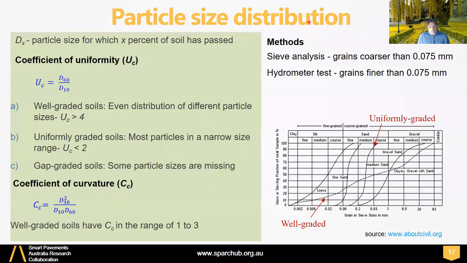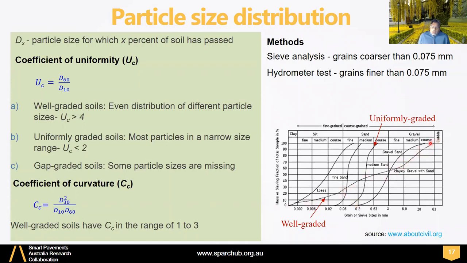So particle size distribution is a very important aspect in granular materials as well as soils. As you can see in this picture here, we have the particle size distribution chart, percentage passing on the y-axis, particle size on the x-axis, and when you get a gradation curve, if it is fairly sharp dropping, then we call it uniformly graded, because particles are pretty much of the same particle size.